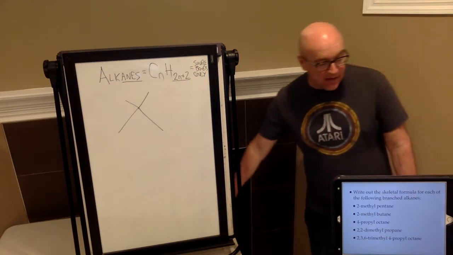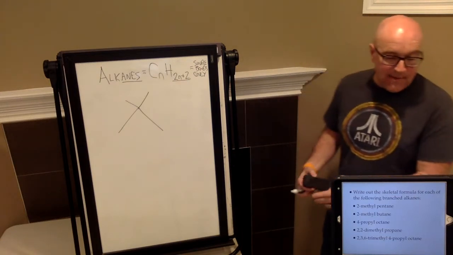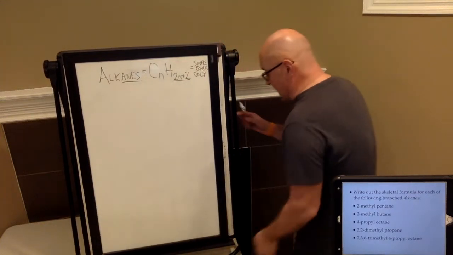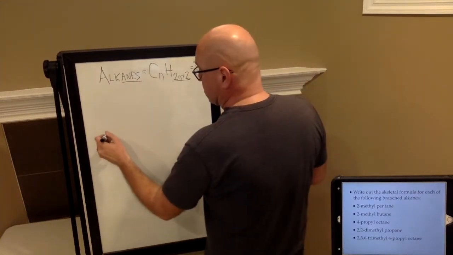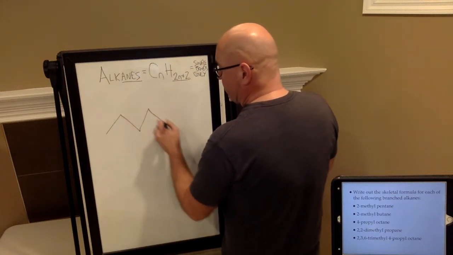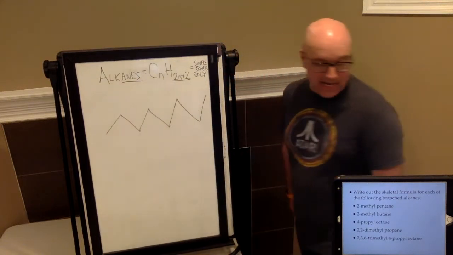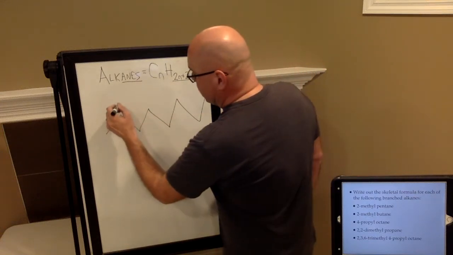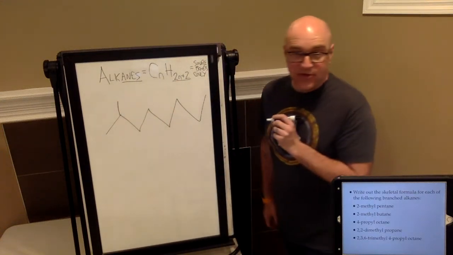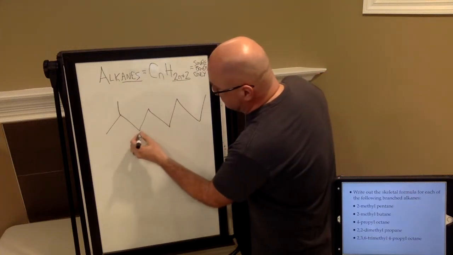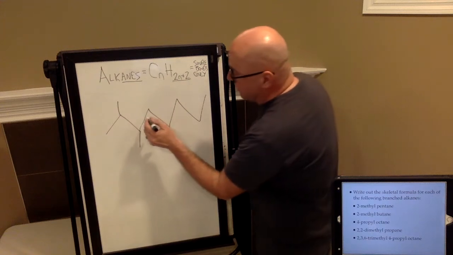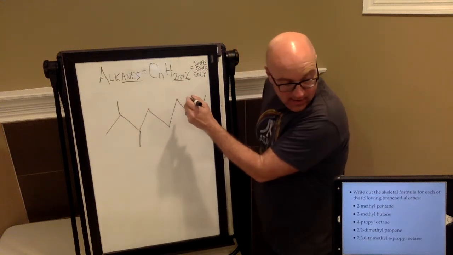The last one is a big one. 2,3,6-trimethyl 4-propyl octane. Okay. Main chain again. I'm always going to draw that first so you can see the trend that I'm doing. 1, 2, 3, 4, 5, 6, 7, 8. There's my octane. I'm going to start from left to right. I've got position 2. There is one of my methyls. Position 3. That's my 1, 2, 3rd carbon. I've got 4, 5, 6 as my last one.